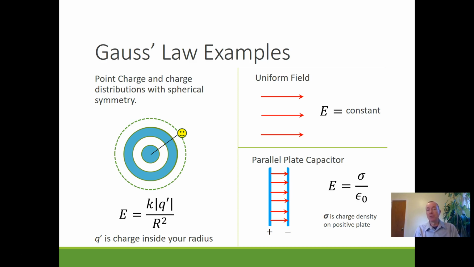So for the parallel plate capacitor, that's two infinite sheets of charge, equal but opposite charge, and the electric field is confined between those parallel plates, and it's equal to the surface charge density on the positive plate divided by that constant epsilon zero that's introduced in the Gauss law video.